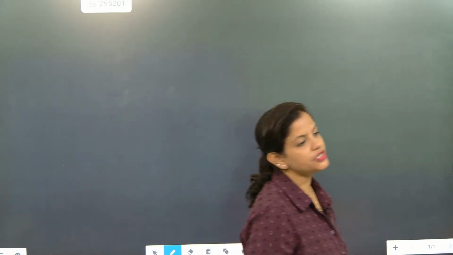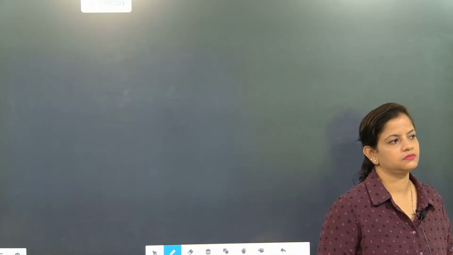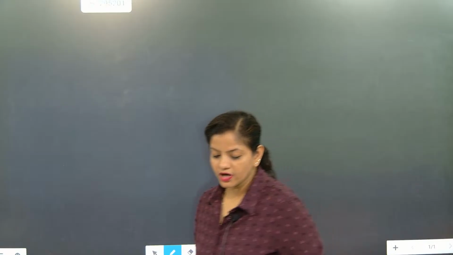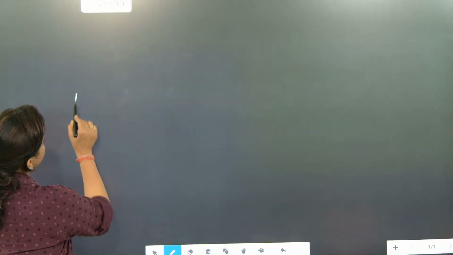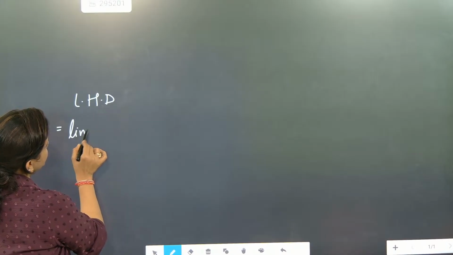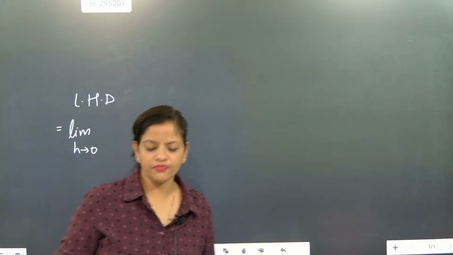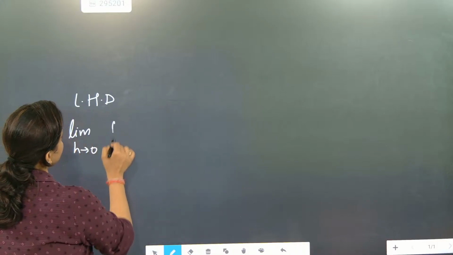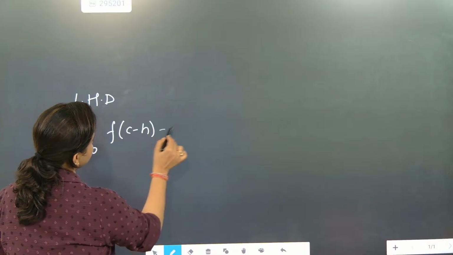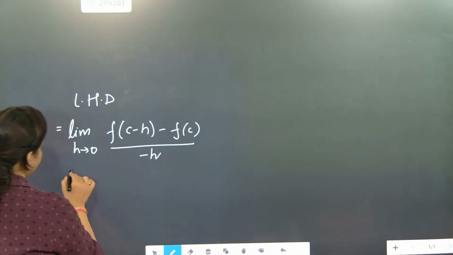Please pay attention here. For left hand derivative and right hand derivative, what formula are you going to use? LHD means left hand derivative. For left hand derivative, we write limit h tends to 0, f of c minus h minus f of c by minus h. This is for left hand.